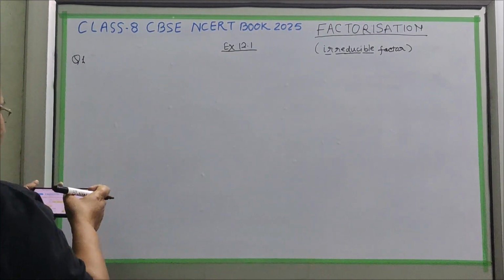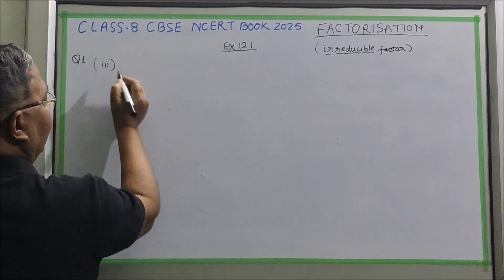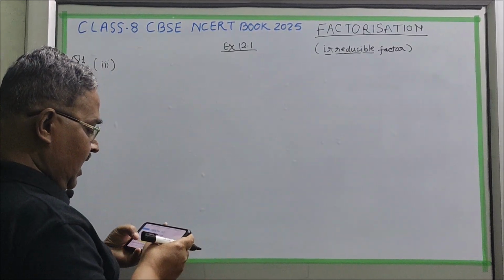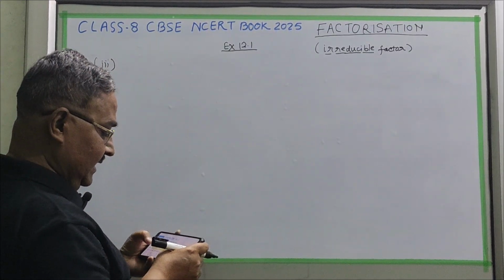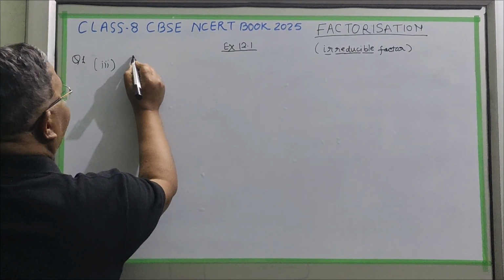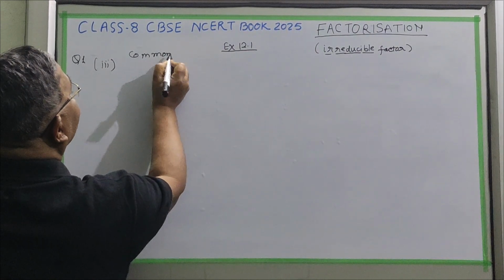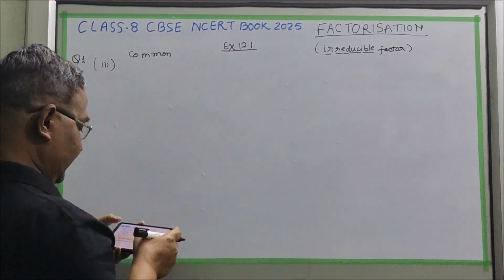So question number 1 and sub question 3rd. We are doing some sample questions. It is not possible to do all questions, the video will be too lengthy. So here you have to find the common factor. What you have to do? You have to take the common factor.